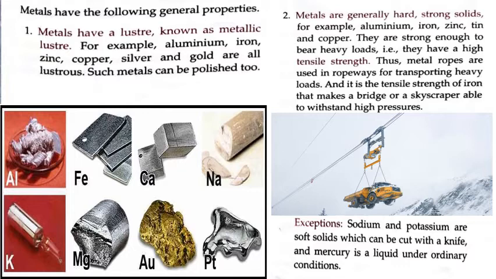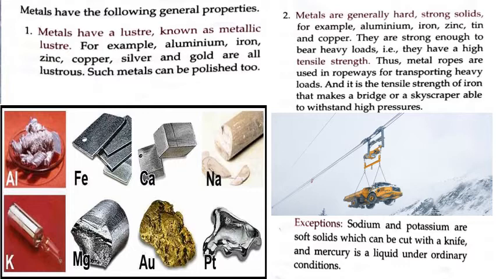Second property is metals are generally hard, strong solids. मेटल्स जनरली बहुत हार्ड होते हैं, बहुत ही स्ट्रॉन्ग होते हैं. फॉर एग्जाम्पल एल्यूमिनियम, आयरन, जिंक, टिन एंड कॉपर. दे आर स्ट्रॉन्ग इनफ टू बेयर हैवी लोड्स, दैट इज दे हैव अ हाई टेंसाइल स्ट्रेंथ. अब टेंसाइल स्ट्रेंथ समझो कि अगर हम उस पर जितनी मर्जी फोर्स लगा लें या कितनी भी हम उससे भारी चीज उठाएं, वो ब्रेक नहीं होगी. It won't break. Thus, metal ropes are used in ropeways for transporting heavy loads.